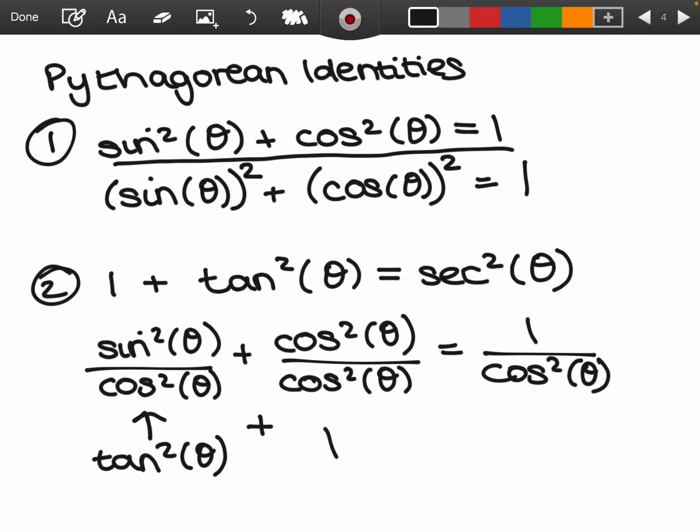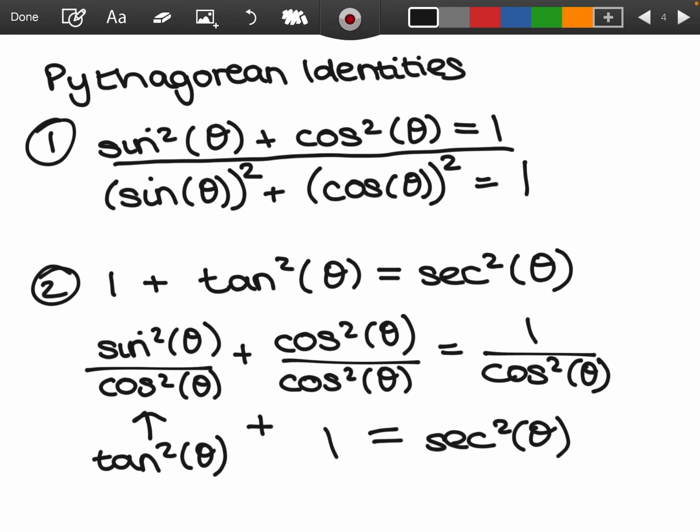Cosine squared divided by cosine squared is just 1. And then 1 divided by cosine squared theta. Again, cosine squared theta is cosine of theta squared. So this would be secant of theta squared, secant squared theta. So that's where this comes from.